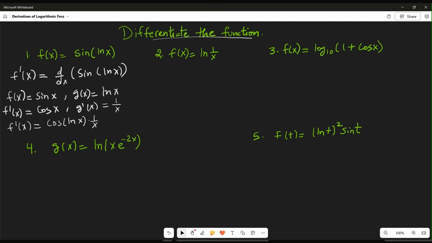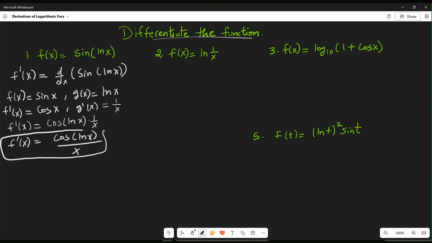So we have, the derivative of this function is simply, I can rewrite this again here. The derivative of this function is cosine of natural log x divided by x, and here is your answer.